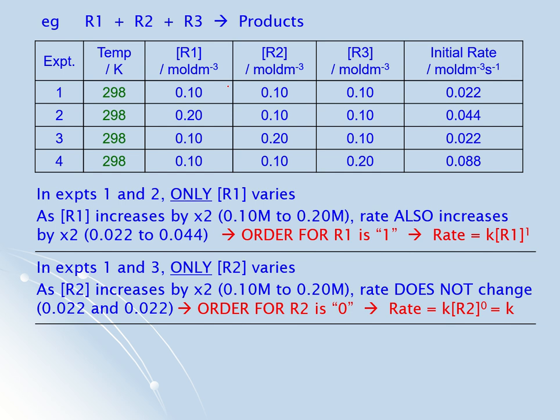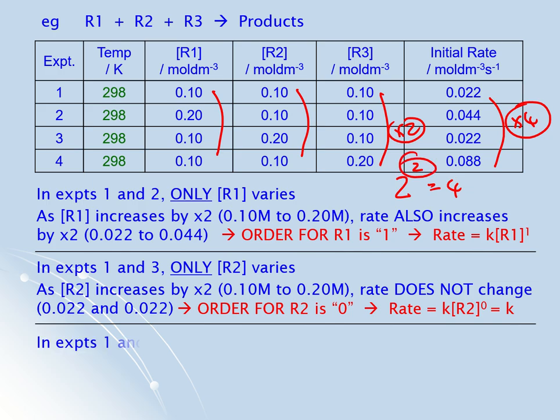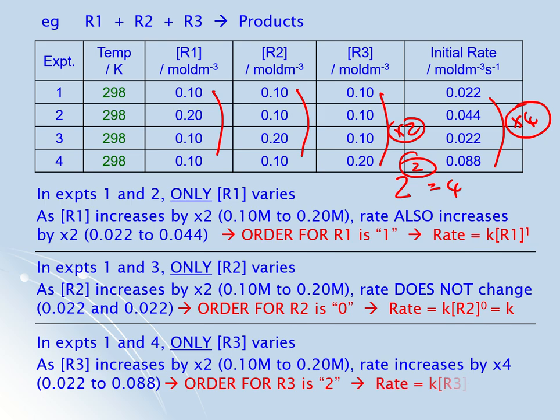Let's go and look at R3. Which two experiments am I going to use? I'm going to use 1 and 4 because R1 stays the same, R2 stays the same, R3 has doubled, and our rate has gone up by a factor of 4. So that means that this is doubled, it's gone up by a factor of 4. Okay, so the order must be second order.